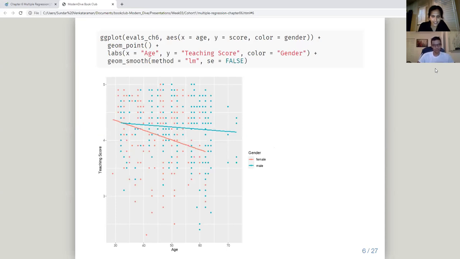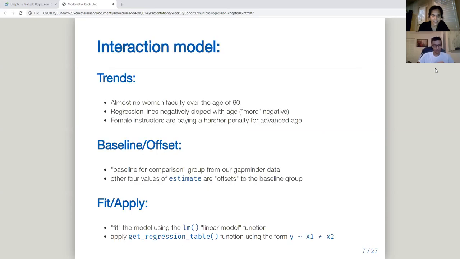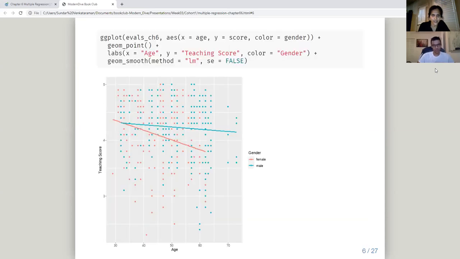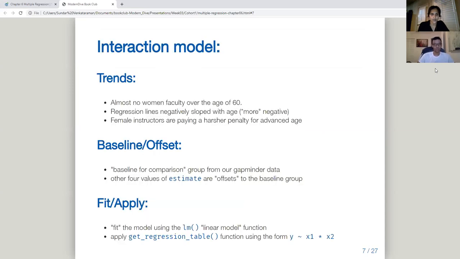I think what the graph did tell us, even though it's super scattered, is that around the age of 60, women pretty much are not represented at all. In other words, we don't have any faculty over the age of 60. We do have a negative slope on this. And secondly, the slope for women appears to be more negative than it is for men. In other words, they're probably having to work harder for that score and are being penalized a lot more as they get older relative to the men.